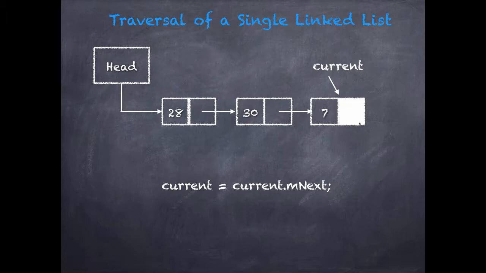The data member next of current is null as depicted by this shaded area. So when you execute the statement current equals current dot next, current is null. So the terminating condition for traversing a linked list is when current is null.